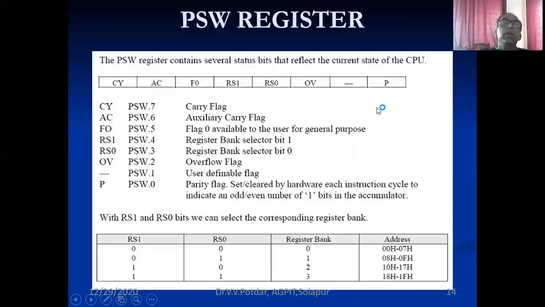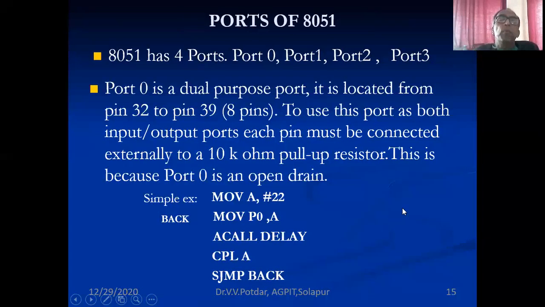This is the PSW register details. You can see you have PSW bits from 0 to 7, which include parity flag, user definable flag, overflow flag, register bank selector bit 0, register bank selector bit 1, auxiliary carry flag, and then carry flag. And what are the addresses of RS1, RS0, and register banks? Those are given here.